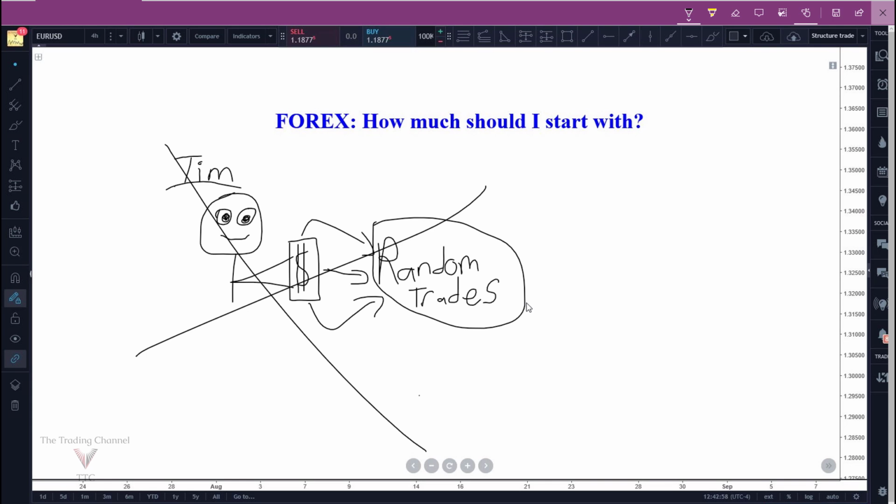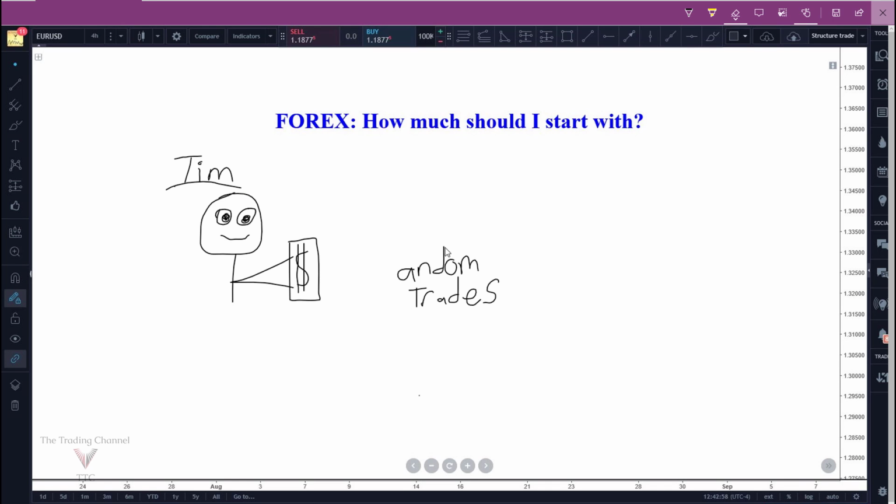Now let's discuss this a little further and then we'll move on to how much to start with if you are already profitable. So the way I like to look at opening a live trading account is something like this. I'm going to draw out another version of Tim. Here's Mr. Tim one more time.